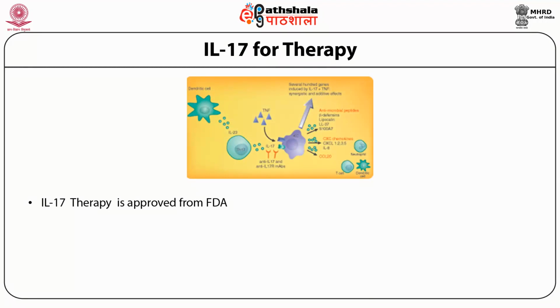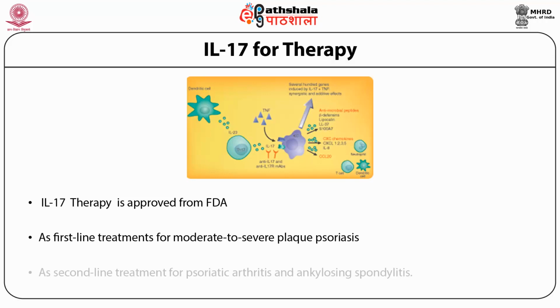IL-17 is also used as a therapy and it is FDA approved. This is the first line treatment for moderate to severe plaque psoriasis, and second line treatment for psoriatic arthritis and ankylosing spondylitis. IL-17 is a good target, especially in psoriasis.